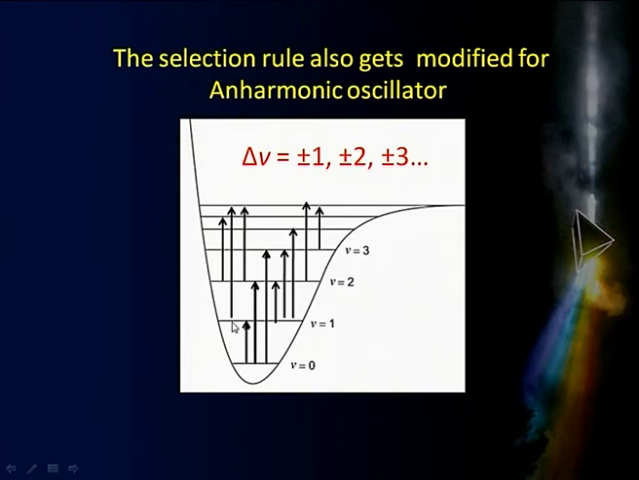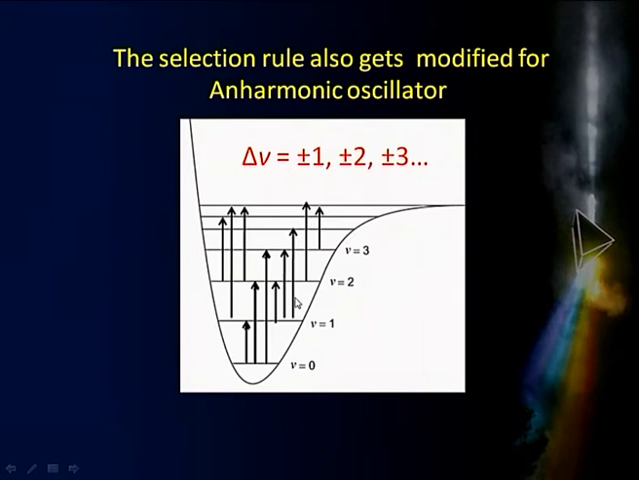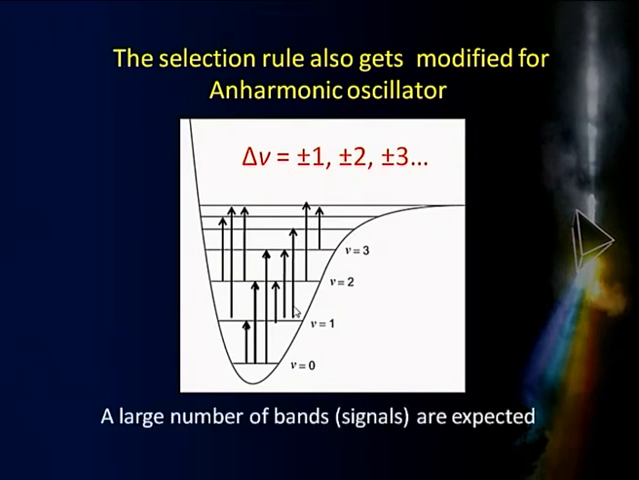You can have all possible transitions there because there is no limit anymore. Whereas, in case of harmonic oscillator, we had delta V equal to plus or minus 1. That means we can just go from one level to the next one. In the harmonic oscillator, we find that the number of lines or bands affected is much larger. That is a drastic change when you move from harmonic to anharmonic oscillator.